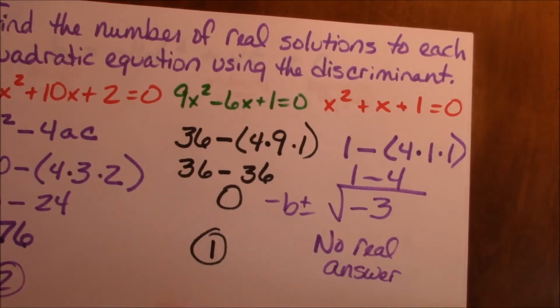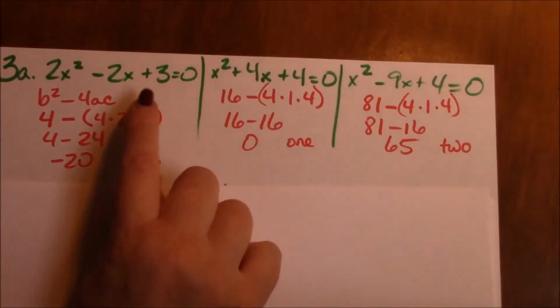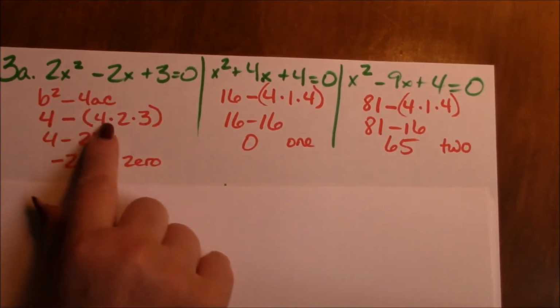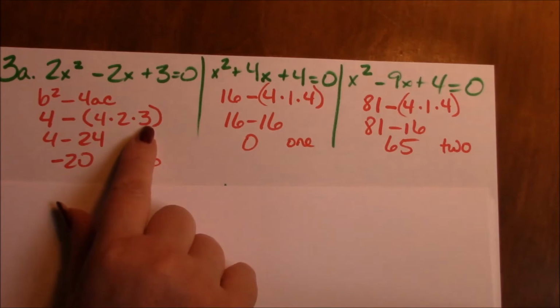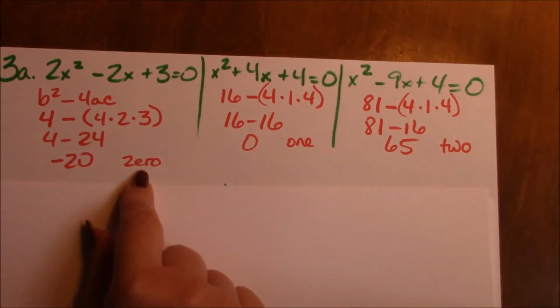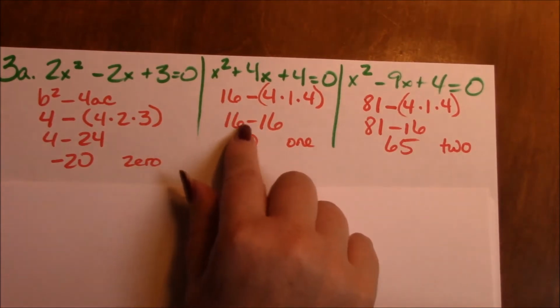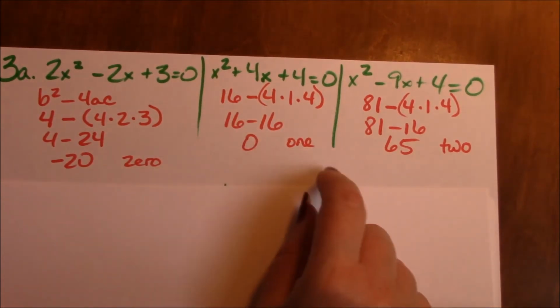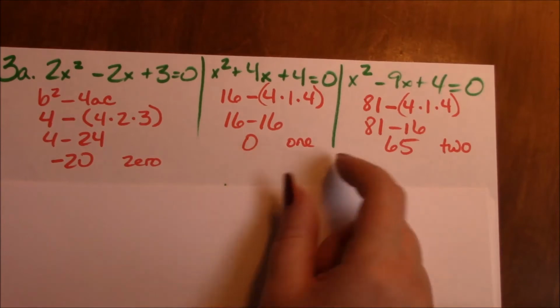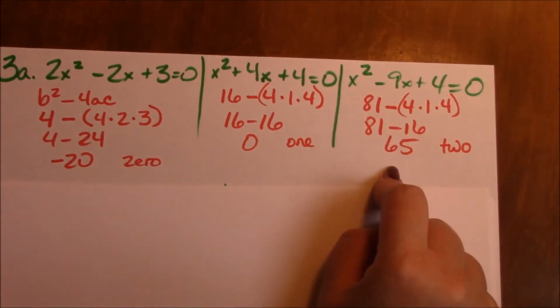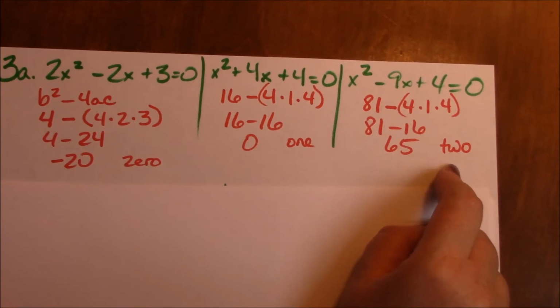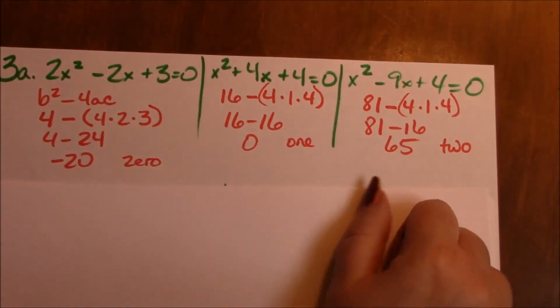So what I'd like you to do is pause here, try check it out number 3, and come back when you're done. So for number 3a, we end up with 4 minus 24, which ends up being a negative number. There are 0 answers because the answer is no real solutions. For the second one, we have 16 minus 16, which gives us an answer of 0, and so that gives us one solution. And for the third one, we have a positive number, which means there are 2 solutions to the problem. If you have any questions, please ask.